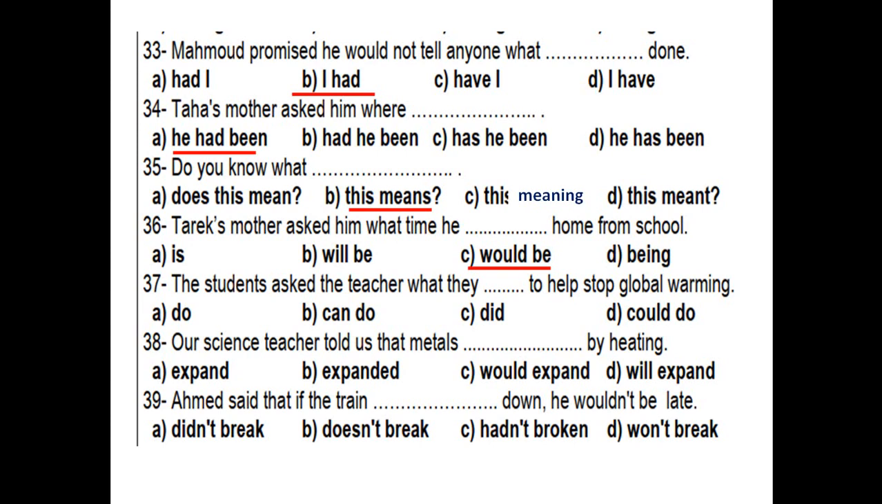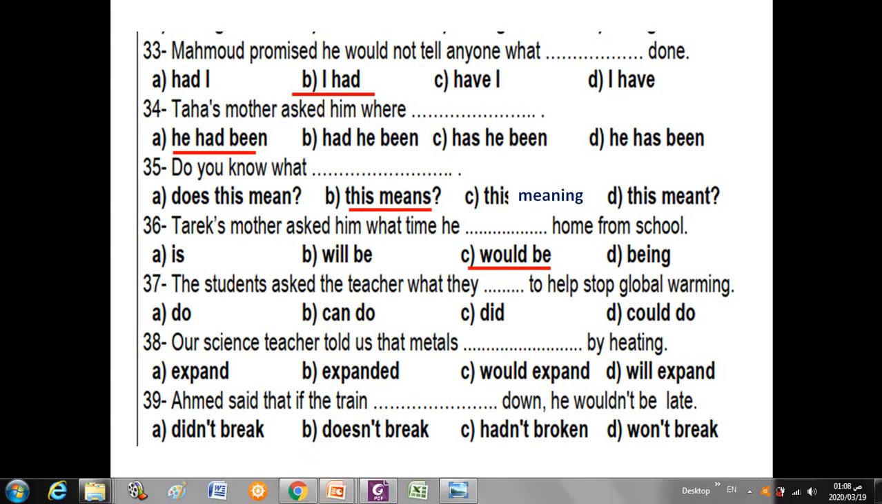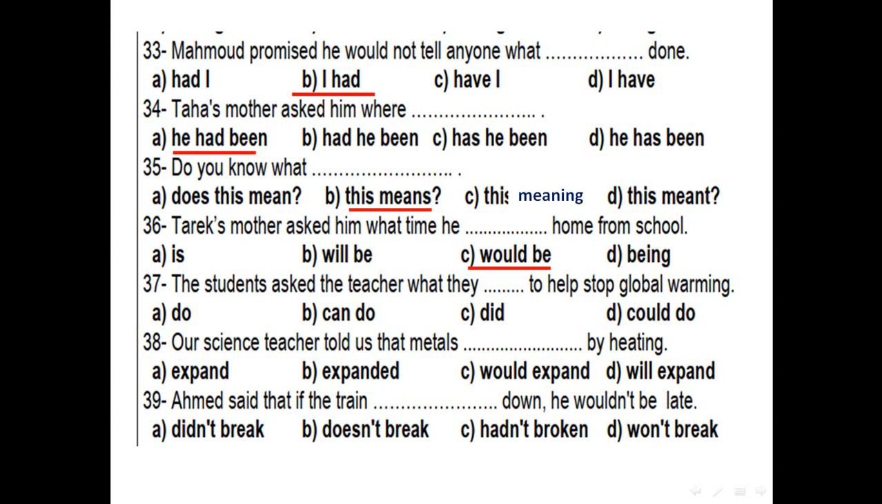37. The students asked the teacher what they to help stop global warming. What they do, what they can do, what they did, what they could do. The students asked the teacher what they could do. Why could do? Okay, because you have asked. So I have to change the tense into past, so I say could do.